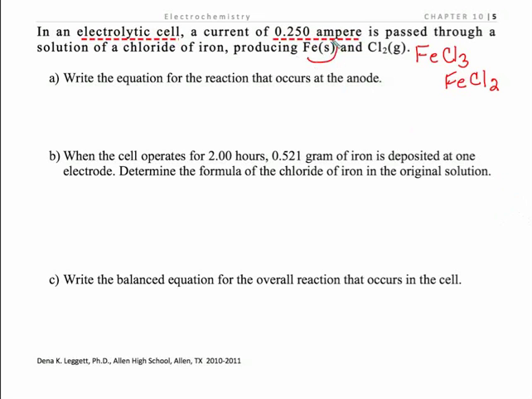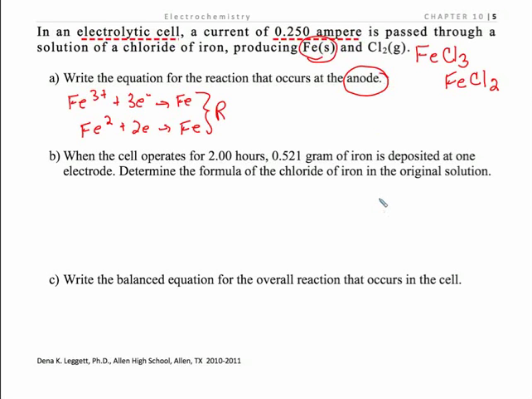Now, I'm producing the metal. So that means I'm either taking Fe3+ plus 3 electrons and going to Fe, or I'm going to Fe2+ plus 2 electrons going to Fe. Either way, these are both reductions. So the question asks me, what is going on at the anode?